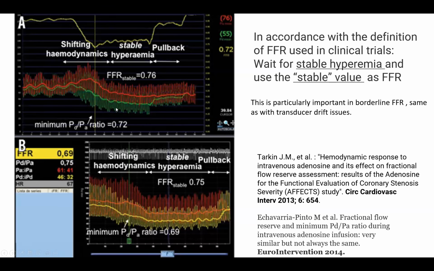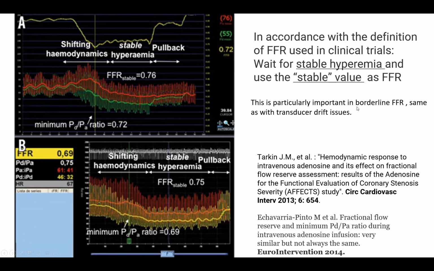And in that steady state, it's not a full steady state. You get bumps, and sometimes pronounced bumps. But in the steady state, after the first 15 to 30 seconds of drop, I take the lowest value. So I take the lowest value of those bumps, but not the lowest value during that initial nadir of 15, 30 seconds. Okay, so that's an important idea. And this is in accordance with the definition of FFR used in major clinical trials, such as the FAME trials. They say, without explaining in detail, wait for stable hyperemia and use a stable value as FFR.